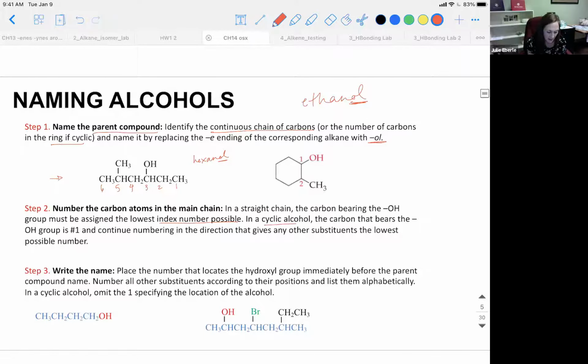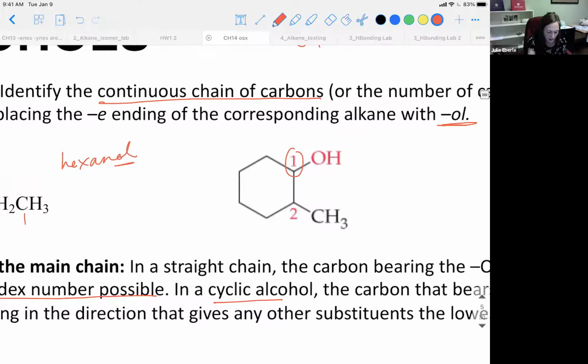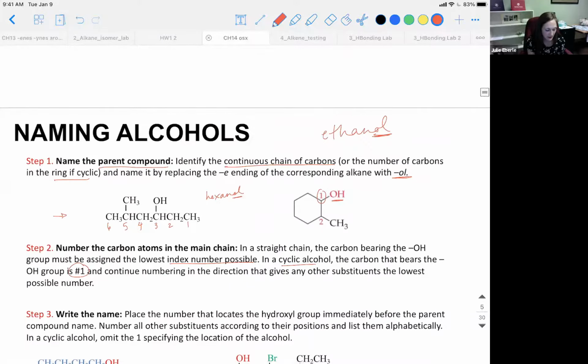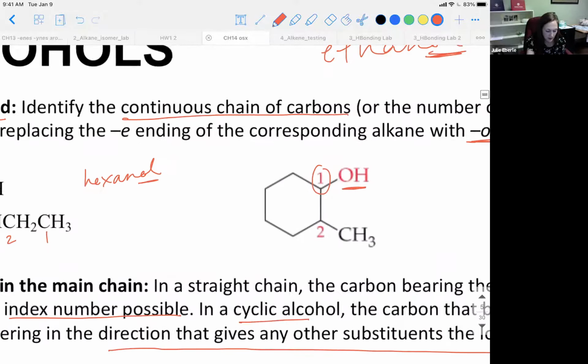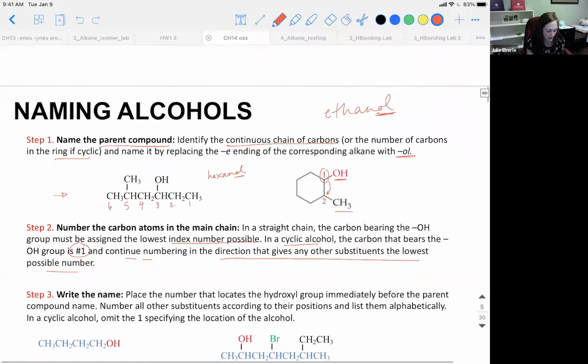In a cyclic alcohol, the carbon that bears the OH group is number 1. So that's the example right here. Why did we put a 1 right here? Because that's the carbon that's bonded to this OH group. You always number that carbon number 1 if it's in a ring structure. Then you continue numbering in the direction that gives any other substituents the lowest number possible. So why did we continue numbering clockwise? Because we have this methyl substituent, and we want to give it the next lowest number. If I number this counterclockwise, my methyl group is carbon number 6. That's way too high because we can number it with a 2 going clockwise instead. All right.